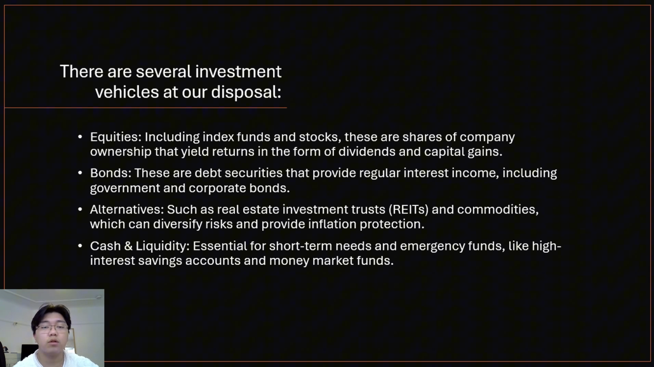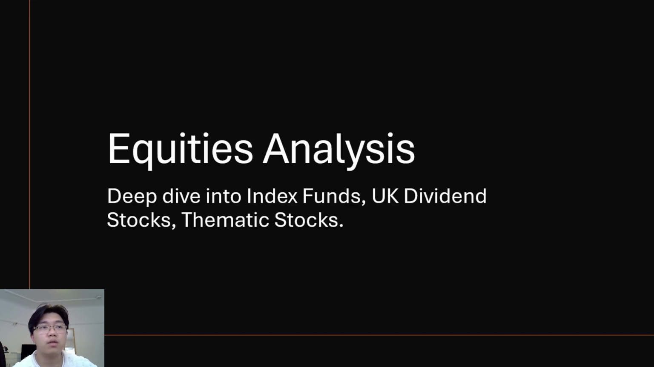Thirdly are the alternatives, which are investments such as real estate investment trusts or REITs and commodities such as gold, which add diversification and can hedge against inflation. And the fourth type are cash and liquidity. High interest savings accounts and money market funds offer liquidity and safety for immediate financial needs. Now, let us go to the equities analysis. Let us dive deep into index funds, UK dividend stocks, and thematic stocks first.